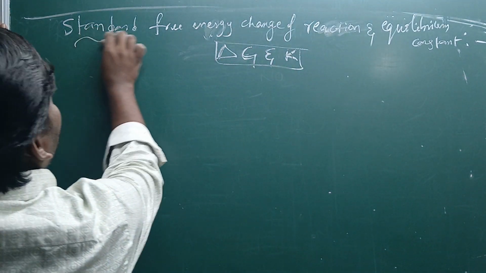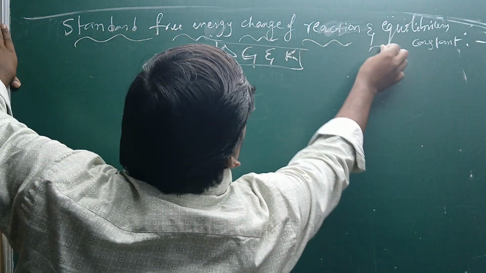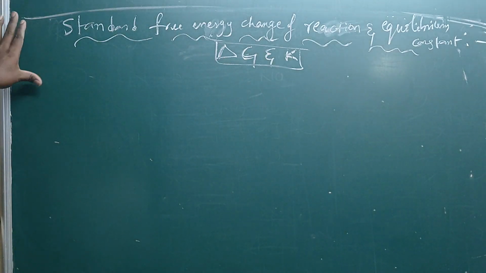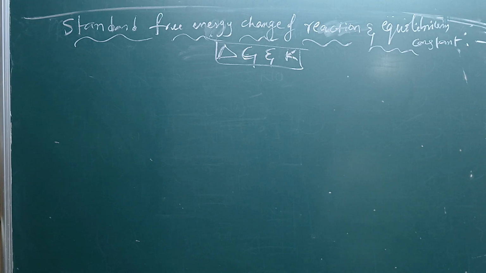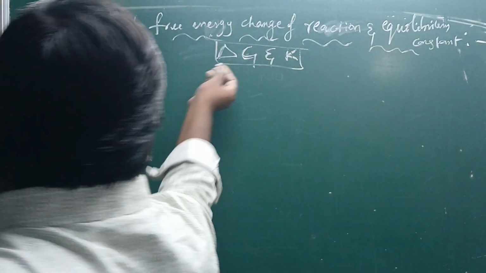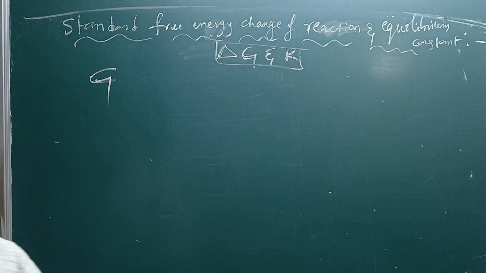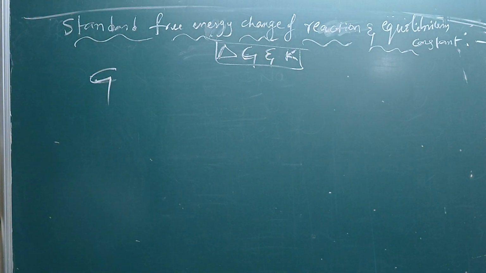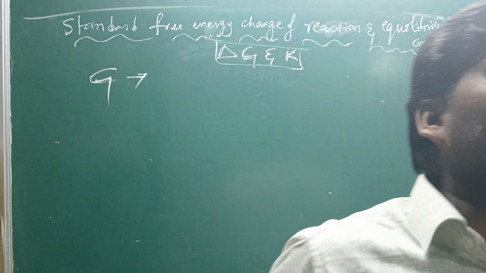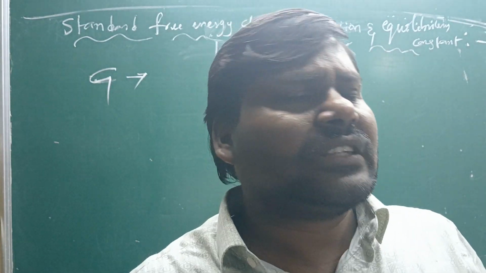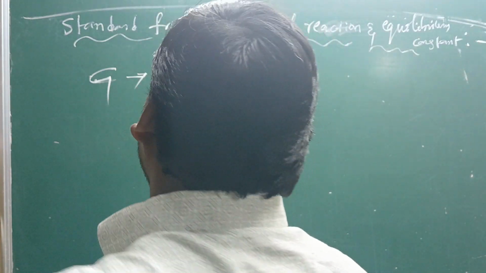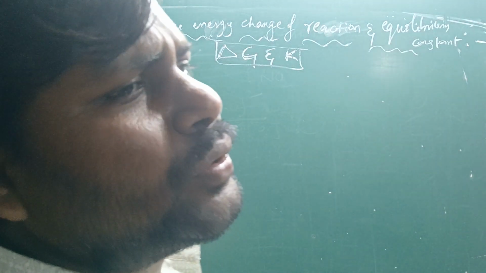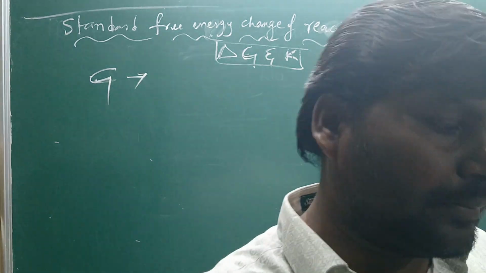What is standard free energy change, sir? It is a thermodynamic quantity. In thermodynamics, in general form, it is Gibbs free energy or simply standard free energy change. What is the definition of G? Simply, it is a thermodynamic property that measures the maximum amount of energy available for work.